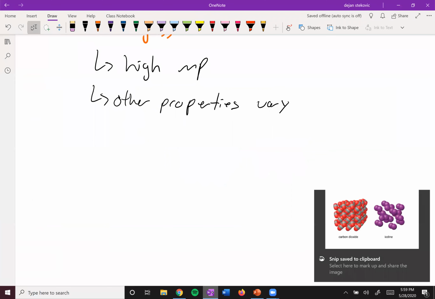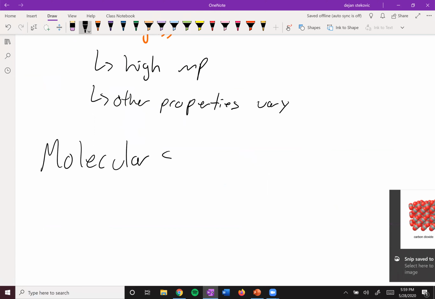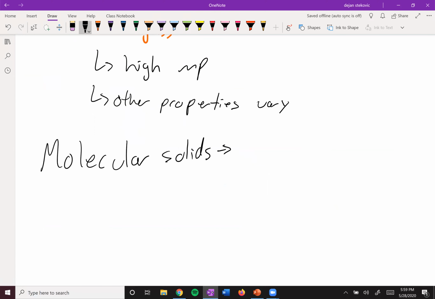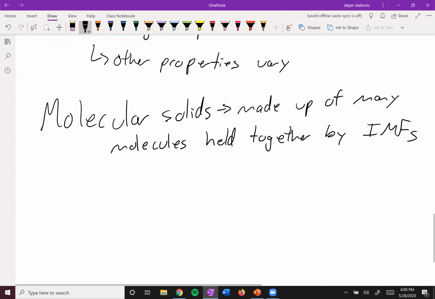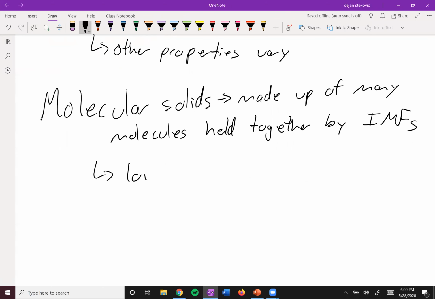And then finally, what we have is molecular solids. In this case, these solids are just made out of a bunch of different molecules, and they're held together through the intermolecular forces we learned about, right? Made up of many molecules held together by intermolecular forces, right? And in general, these have low melting points.